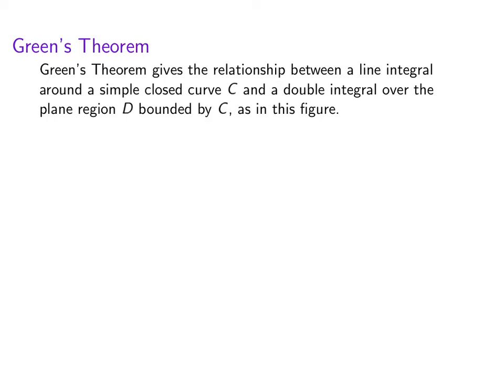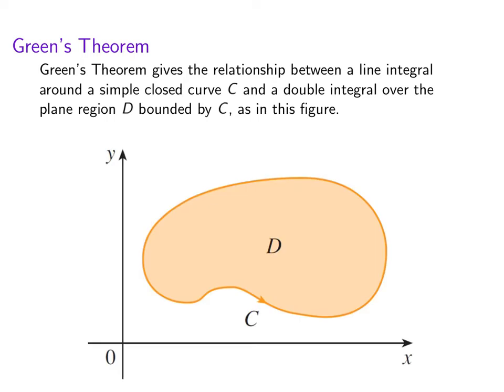Let's show a picture. That's a simple closed curve. Simple doesn't mean non-complicated. It just means it doesn't cross itself. And then D is going to be the region that's enclosed by the curve.